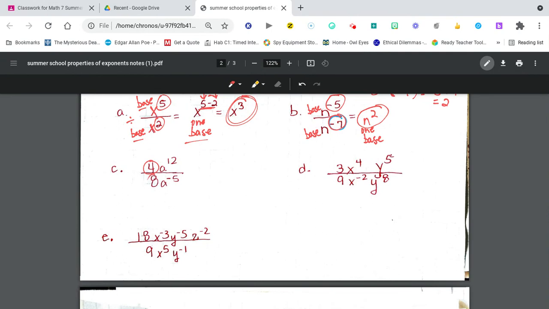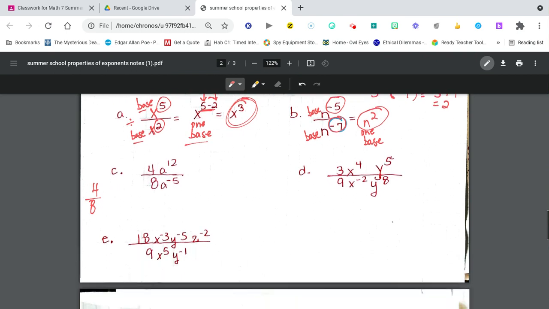All right, C is a little different. You have a coefficient of 4 and a coefficient of 8. Remember, coefficients are numbers in front of the variables. But you're going to look at this whole thing as a fraction. So you're going to take 4/8 and you are going to simplify it.